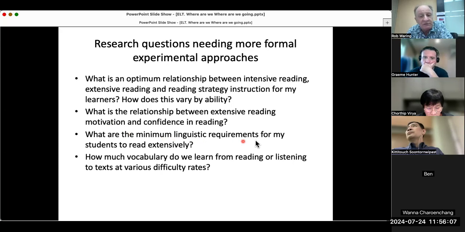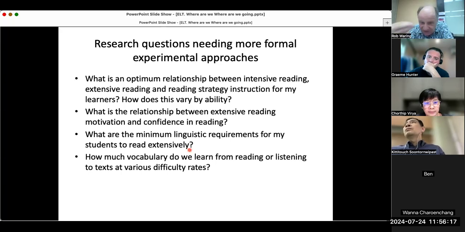What are the minimum linguistic requirements for your students to read extensively? You can't read extensively from day one. How much sight vocabulary, how much sight grammar do you need to be able to start to read fluently for meaning? How much vocabulary do we learn from reading or listening to text at various difficulty rates? What's the uptake rate? So there's a few more questions here.